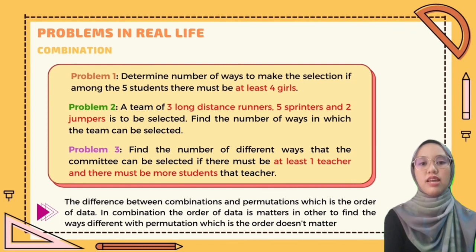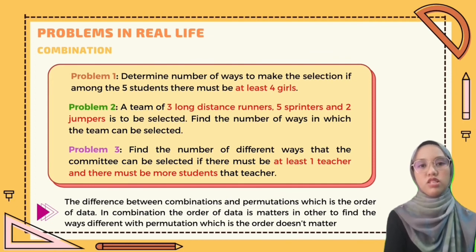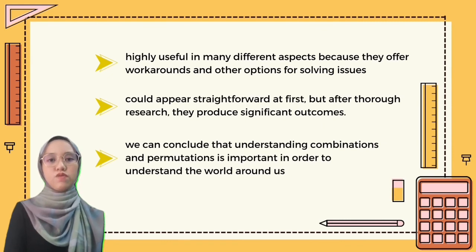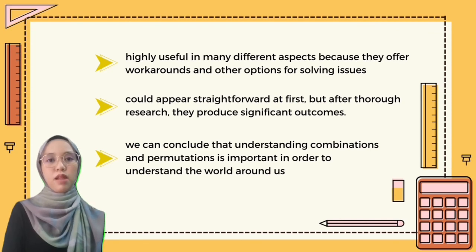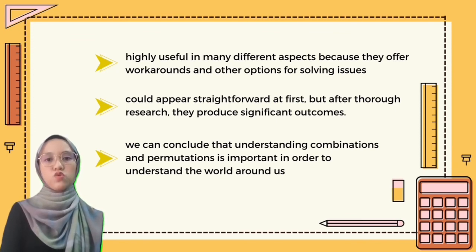So by looking at these few examples, we can realize that permutation and combination are actually important in helping us in our daily life. Permutation and combination are highly useful in many different aspects because they offer workarounds and other options for solving issues. There are several uses for this technique in relation to people, animals, plants, traffic systems and so on. This method's application could appear straightforward at first, but after thorough research, they produce significant outcomes.